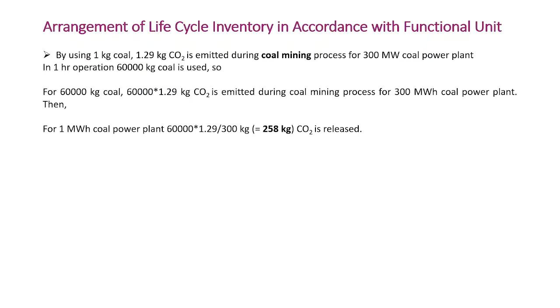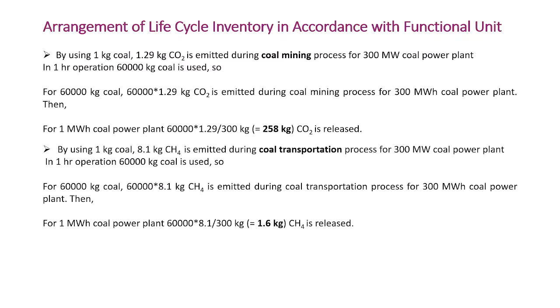But this is valid for 300 MW plant capacity, and we need 1 MW. So we should divide this number by 300. Then our unit is changed from gram of carbon dioxide per kilogram of coal to kilogram of carbon dioxide per 1 MWh. And let's make another example for methane in the coal transportation process.